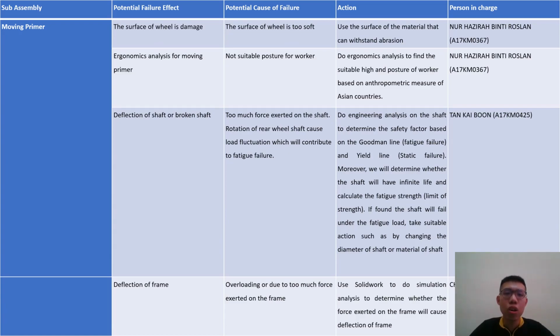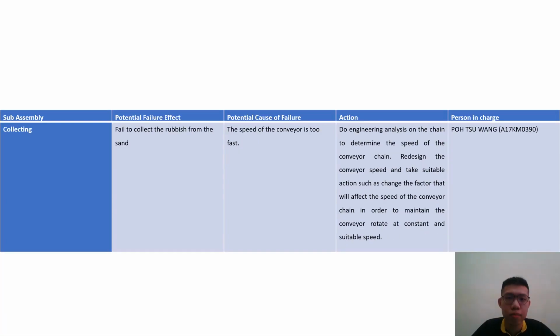Also, overloading or too much force exerted on the frame will cause the frame to deflect. In this case, we will use simulation analysis to determine whether the force exerted on the frame will cause deflection of the frame. Another sub-assembly is collecting. If the speed of the conveyor is too fast, it will cause the rack to fail to collect the rubbish from the sand. The recommended action is to determine the speed of the conveyor chain by choosing a suitable motor speed in order for the conveyor to rotate at constant speed.